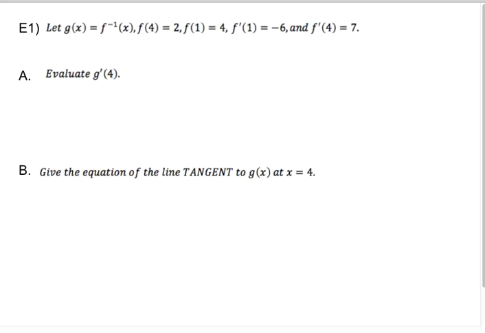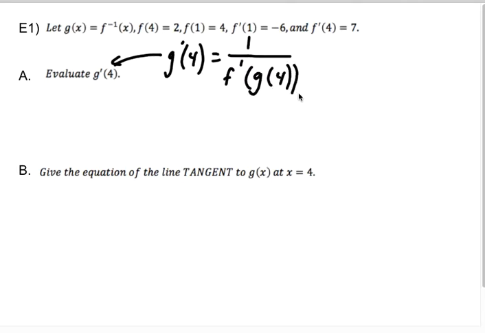All right, so we're going to say that g is the inverse function of f, and we're given some values. We're told that f of 4 is equal to 2, f of 1 is equal to 4, f prime of 1 is equal to negative 6, and f prime of 4 is equal to 7, and we're asked to find g prime of 4. So the first thing you're going to have to do is recall the formula. The formula is that g prime of 4 is 1 over f prime of g of 4.